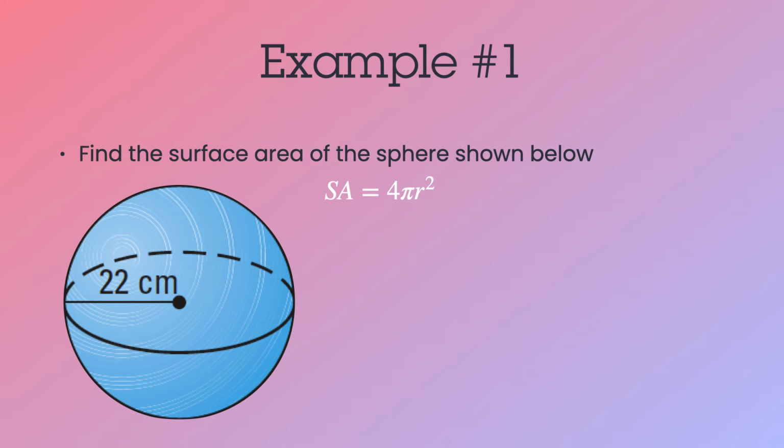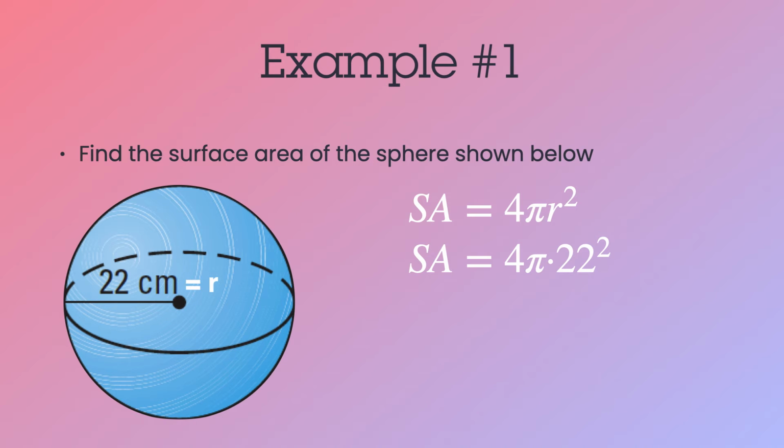We'll find the surface area of this blue sphere. So again, here's our formula. Surface area equals 4 pi r squared. And the 22 centimeters they give us does go from the center of the sphere out to the outside, so that's our radius. So we'll just plug in the 22 here and we'll start simplifying. 22 squared is 484. We'll multiply that by 4 to get our exact answer, 1,936 pi.